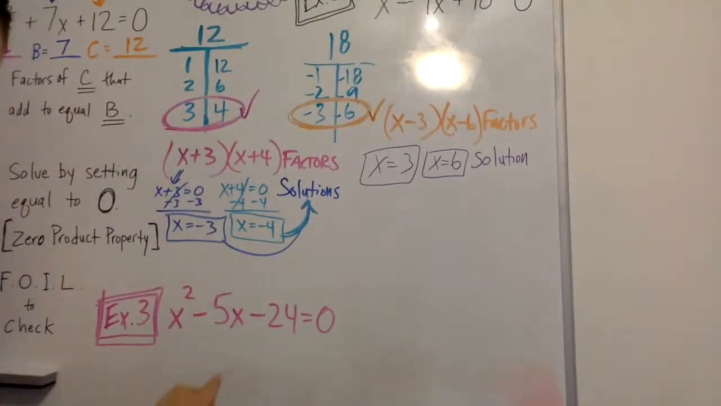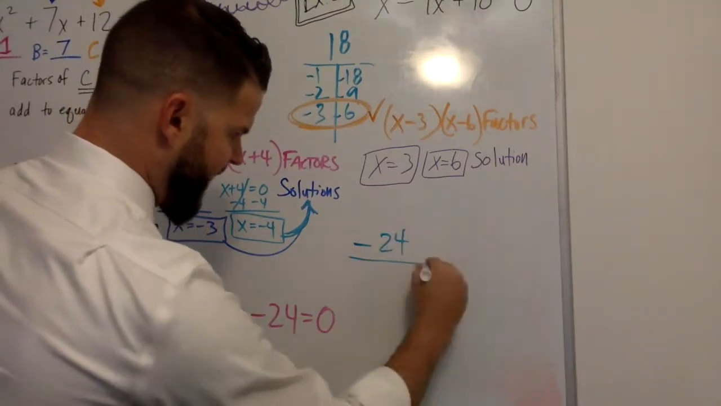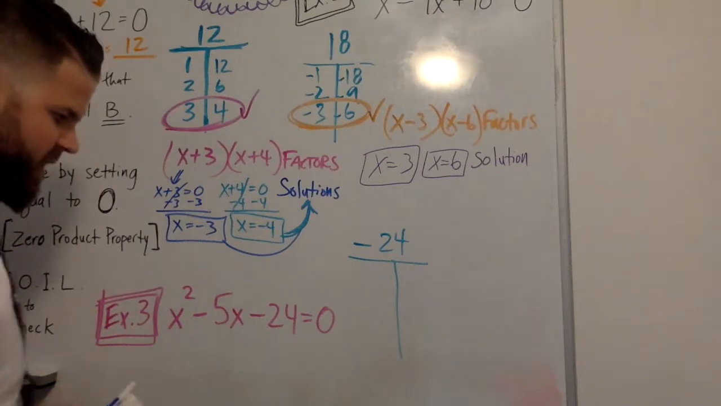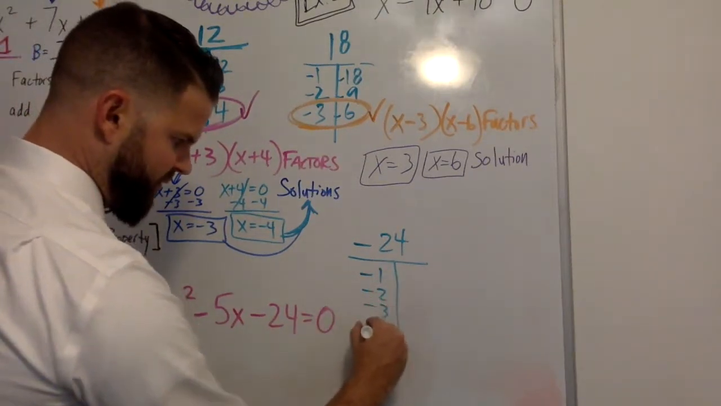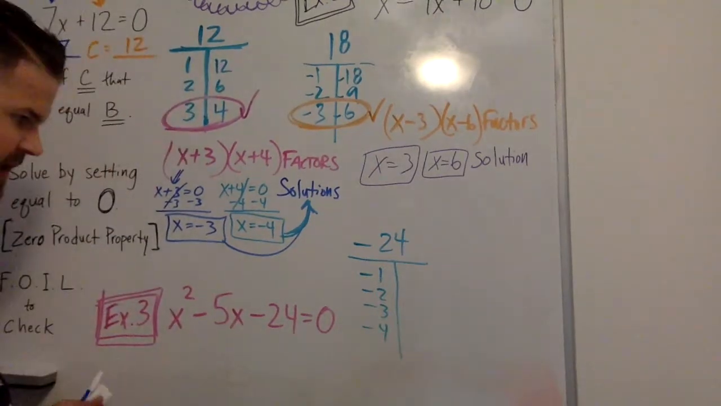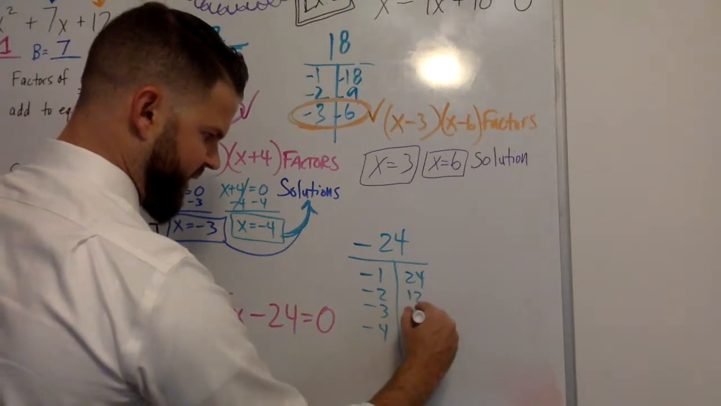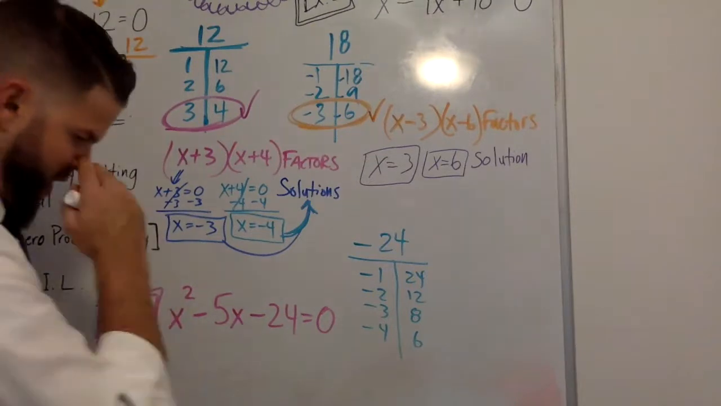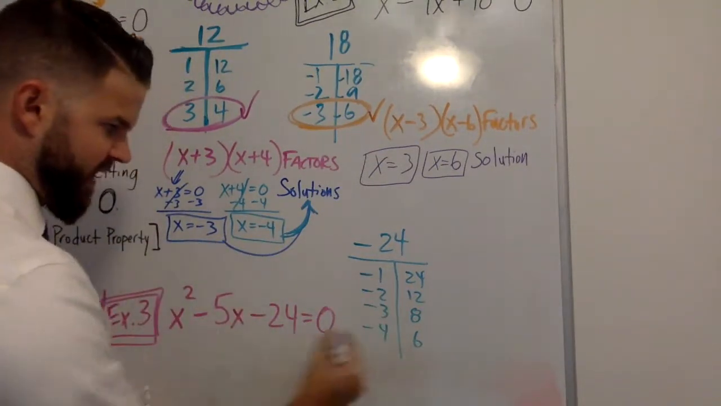Down here we got example number 3. Let's fly through it. Here I'm looking for factors of -24 that add up to equal -5. All right, so what do we got? We got 1 and 24, 2 and 12, 3 and 8, 4 and 6. You guys okay with that? All right. So what do these add up to equal? I'm looking for -5.